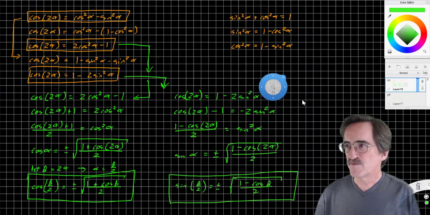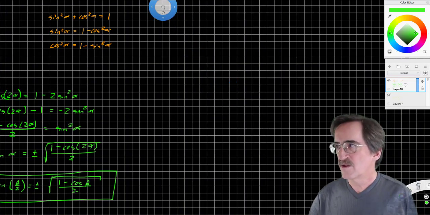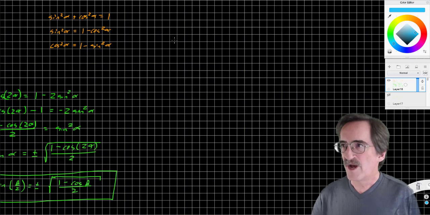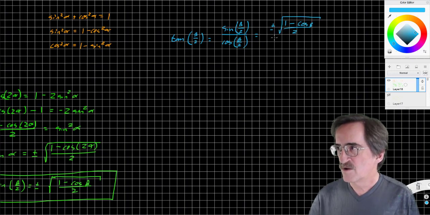Okay, so let's move things over here, and let's derive a tangent formula. So we have tangent of, I'll use beta divided by 2, is sine beta over 2 over cosine beta over 2. Well, sine beta over 2 is plus or minus the square root of 1 minus cosine beta over 2, over plus or minus the square root of 1 plus cosine beta over 2.